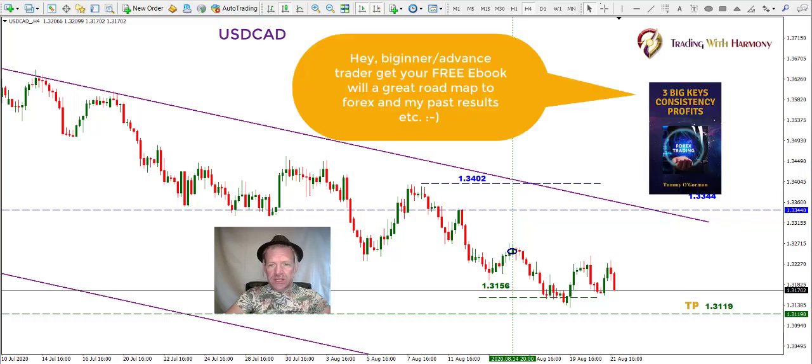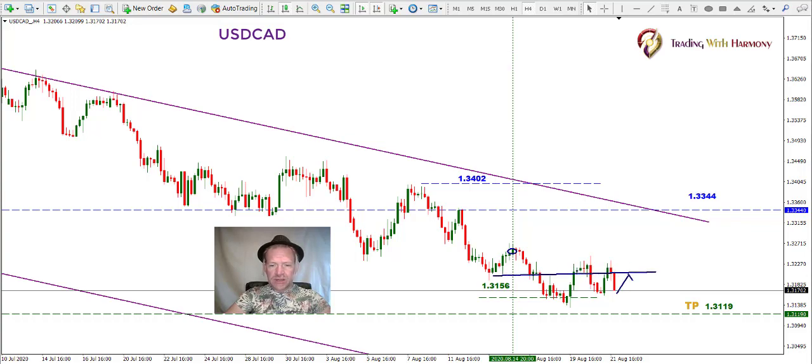So for this week then, I'm looking for price quite possibly to move back up to this level and then a continuation down and hit our TP level being the 1.3119.